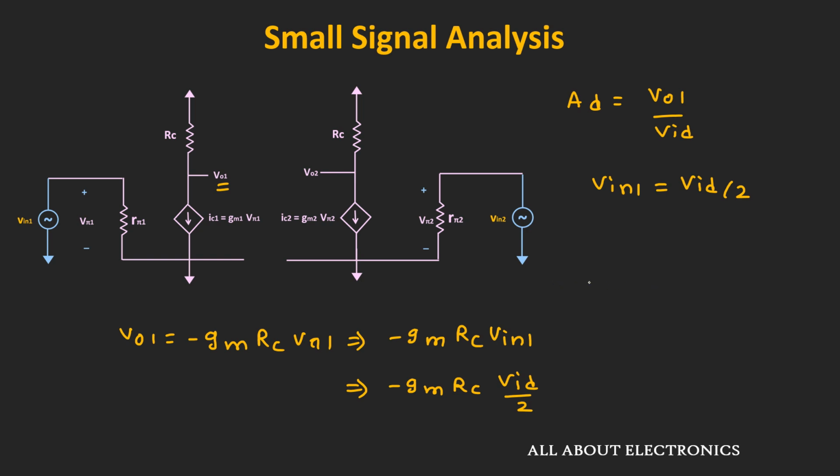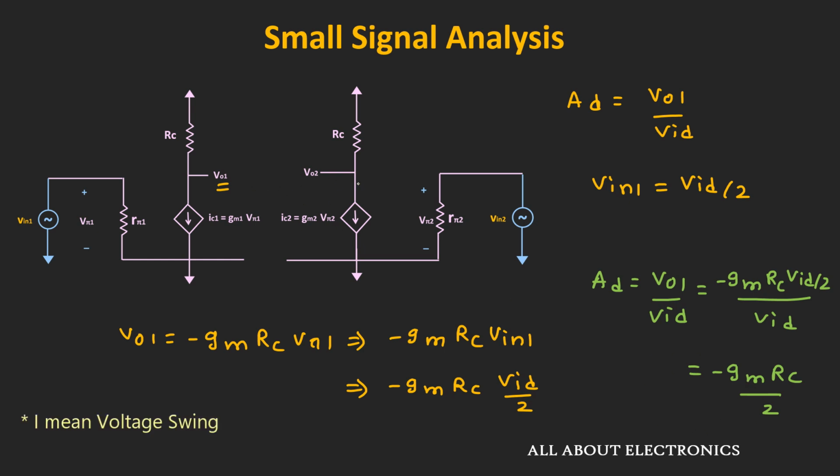That means if we see this differential gain, then it will be equal to VO1 divided by VID, that is equal to minus Gm times RC times VID divided by 2 divided by VID, that is equal to minus Gm times RC divided by 2. That means in this case, when we take the single-ended output, then the differential gain will become half. So basically, we are not utilizing the swing of this other side. So that is one of the disadvantages of taking the single-ended output in case of this differential amplifier. The other disadvantage we will talk about a little later.